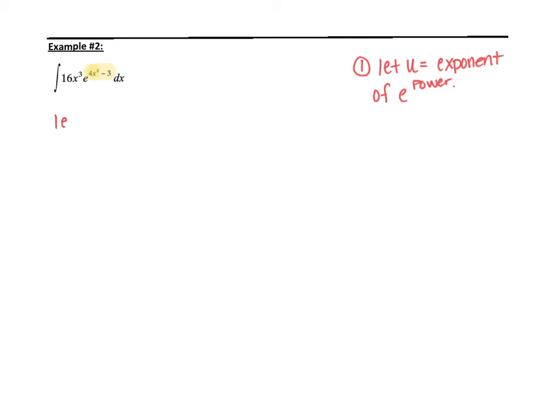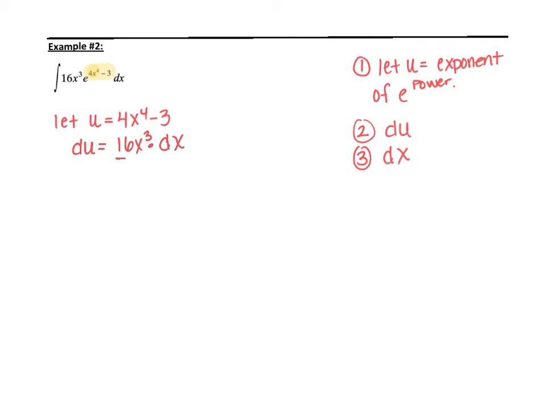So let u equal 4x to the fourth minus 3. And then as we usually do, we're going to find the derivative of both sides and then solve for dx. So du, the derivative of 4x to the fourth is 16x to the third. The derivative of negative 3 is 0. And then we have a dx because we're taking the derivative with respect to x. And since this is attached by multiplication, we can simply divide it out. So we have dx is equal to du over 16x to the third.